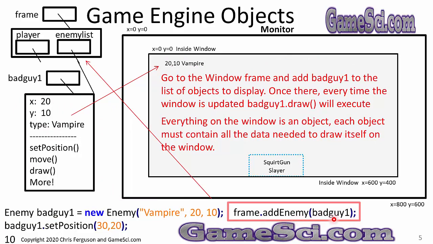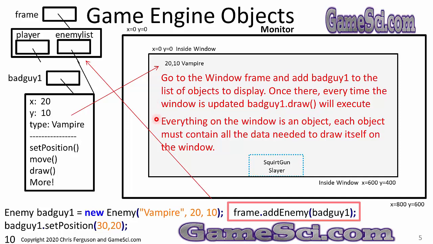Frame.addEnemy(badGuy1). Once again, this is the window frame, and everything I want to go on the screen, I've got to tell it, put it on the screen. So I'm going to add a reference to bad guy 1 into my enemy list. What does that do? That's going to pop the enemy up on the screen. Go to the window frame and add bad guy 1 to the list of objects to display. Once there, every time the window is updated, bad guy 1 will draw and execute.